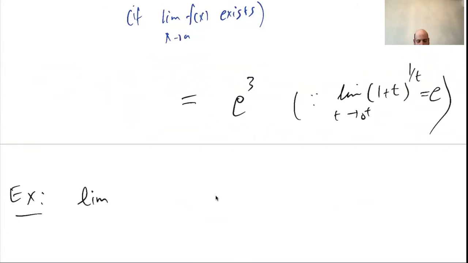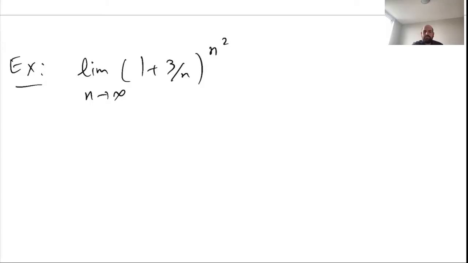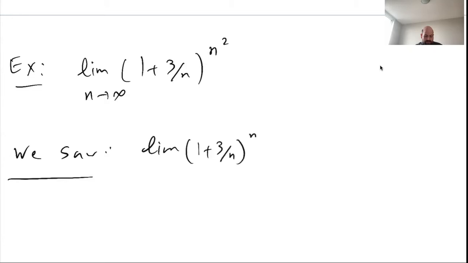Let's say the same expression as above, limit of 1 plus 3 over n, this time to the power n squared, as n goes to infinity. Then what do we get? How can we simplify this time? We saw in the previous example that the limit of 1 plus 3 over n to the power n as n goes to infinity is equal to e cubed.